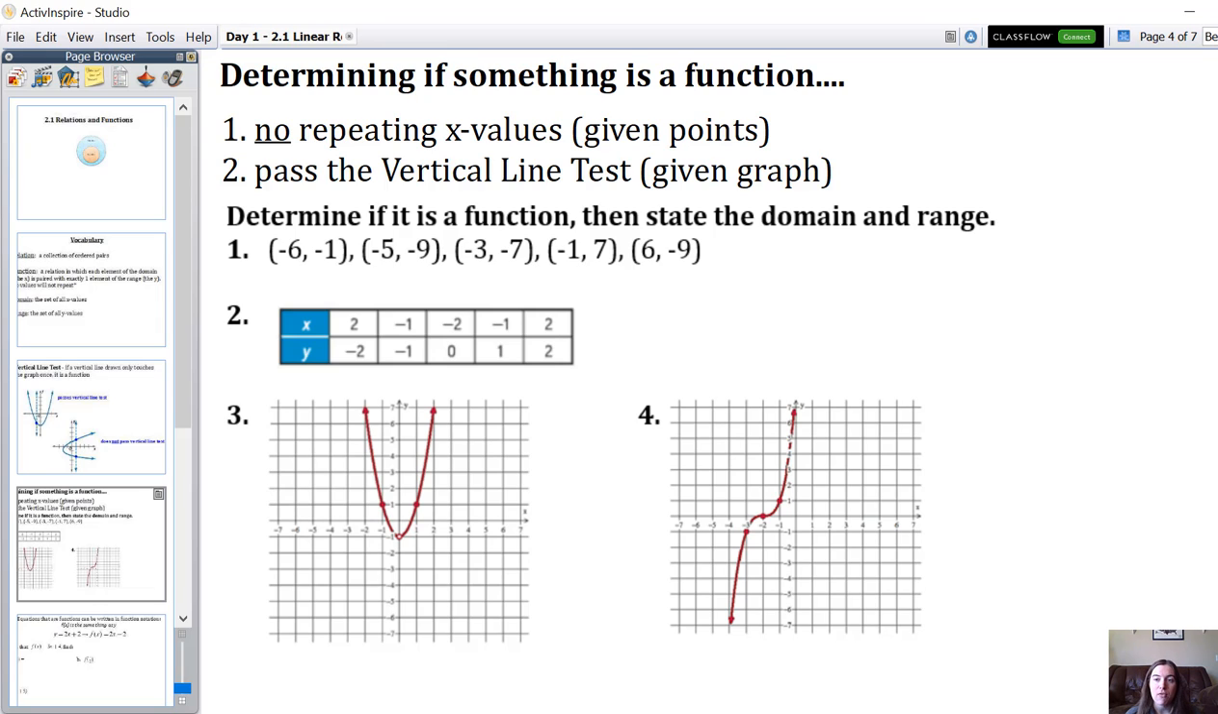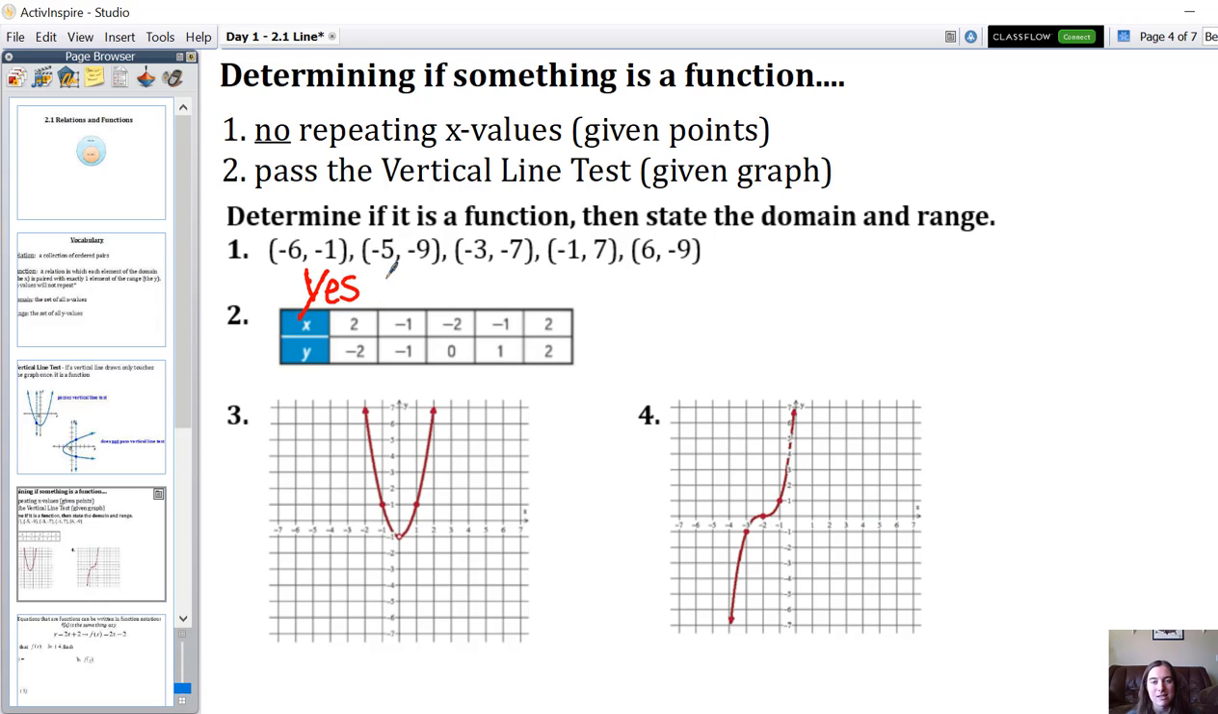If we're looking at a graph, the way we're going to check it is to see if we pass the vertical line test. So in this first example, we have these points. We're going to look to the x values to see whether or not we have a function. So our x values, the first number in the coordinate point, those are -6, -5, -3, -1, and 6. None of those numbers were repeated, so this is a function. I would put YES for function. Then I'm going to write out the domain and range.